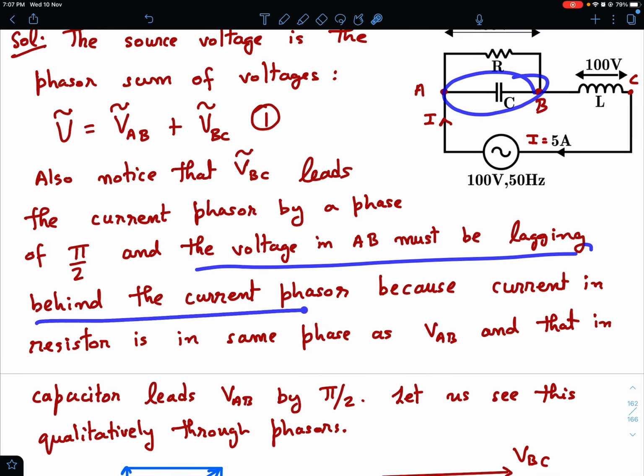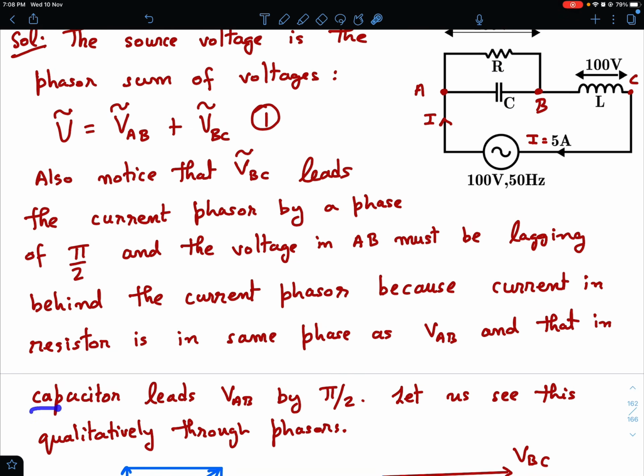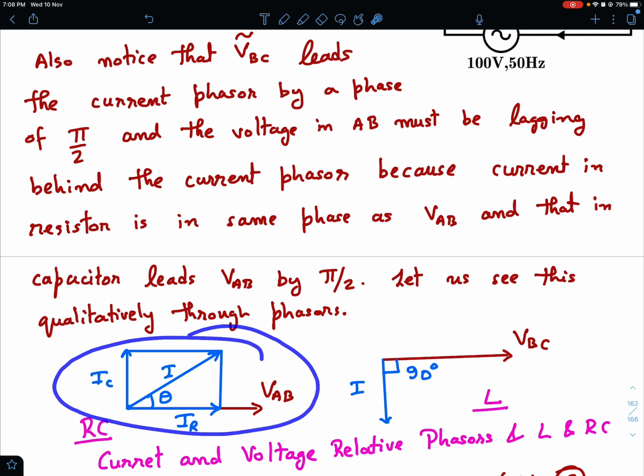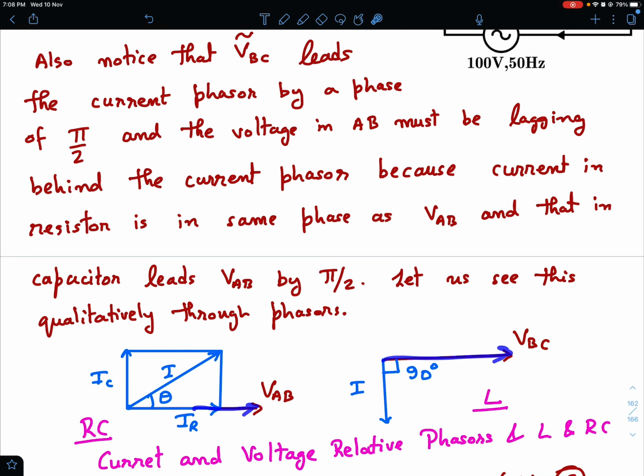The voltage in AB must be lagging behind the current phasor because the current in the resistor is in the same phase as VAB, and in the capacitor the current leads VAB by pi by 2. Okay, current leads in capacitor by pi by 2. Let us see this qualitatively. So this is the qualitative phasor. If VAB were to be plotted on this axis, then the net current through the R and C parallel combination will be like this. Okay, and for VBC, I am not claiming that VAB and VBC are along the same line.